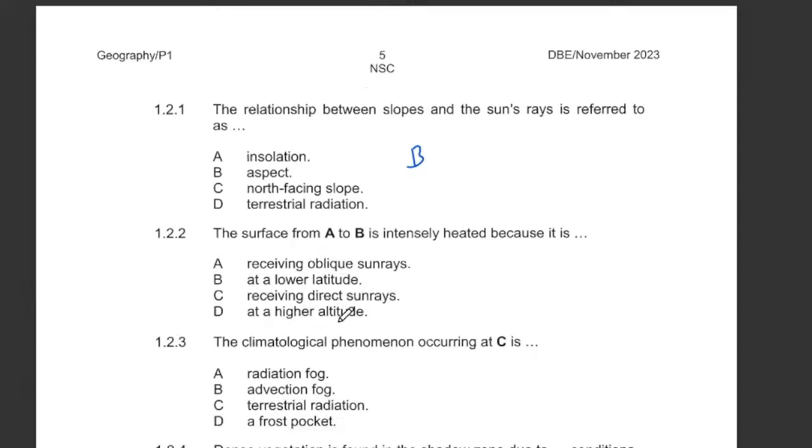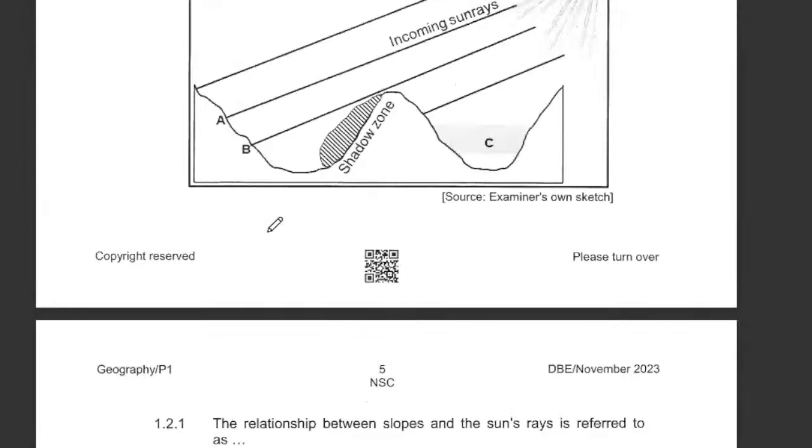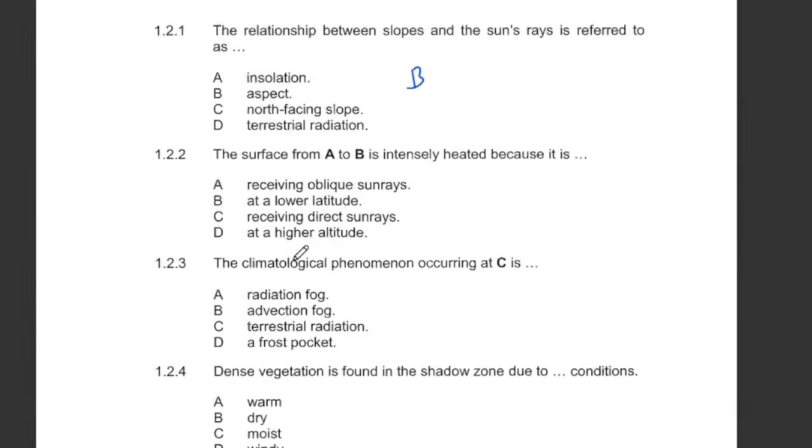The surface from A to B is intensely heated because A is at a higher altitude receiving direct sun rays, and B is at a lower altitude and also receiving oblique sun rays. So the answer there is C. Okay.